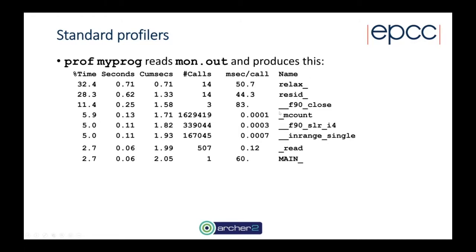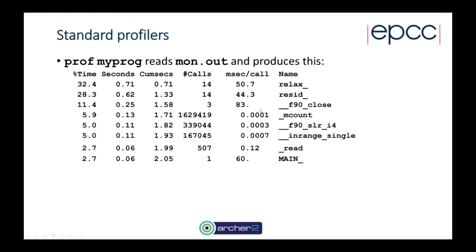We can also see some other things going on here. There are some functions that I haven't written myself: this __f90_close, the __f90_slr_i4. These are library functions that have been added in to do various bits and pieces, and it's likely that these are associated with file I/O. So I can see that about 10, 15% of my runtime, maybe 20%, is actually taken up with reading, or writing, or reading data, probably. So reading initial input data. And there may be something I can do there.